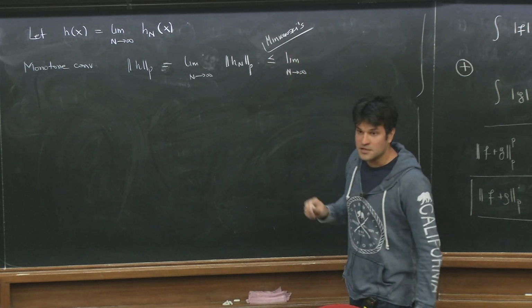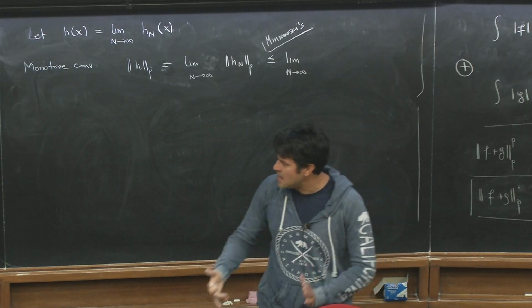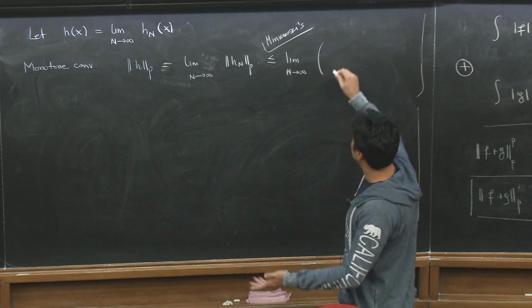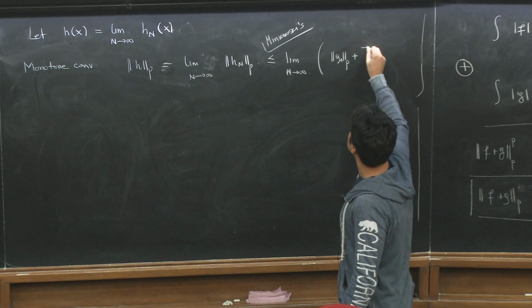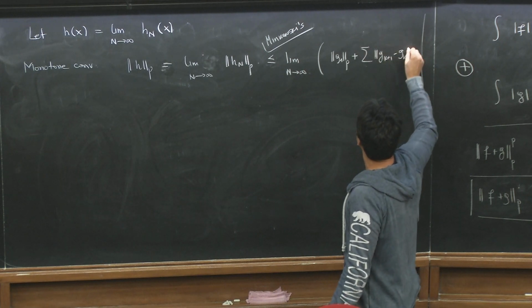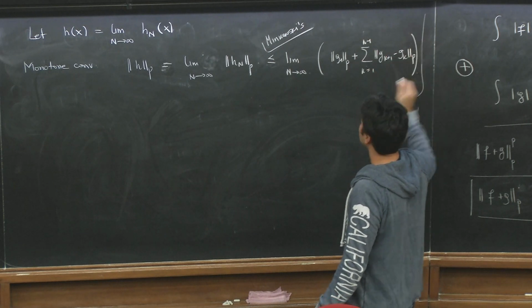The triangle inequality. I'm going to say that the LP norm of Hn, since Hn is a sum of n functions, is bounded by the LP norms of these guys separately: the LP norm of G1 plus the sum of the LP norms of gk plus 1 minus gk, k going from 1 to n minus 1.